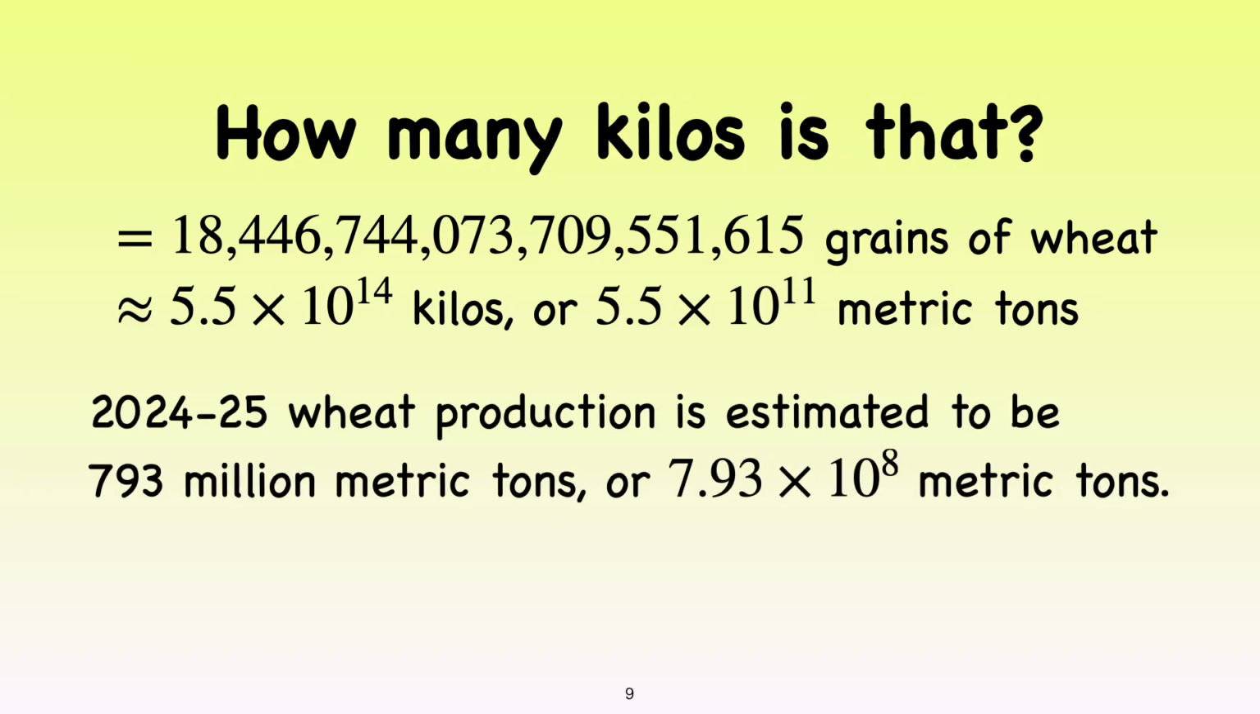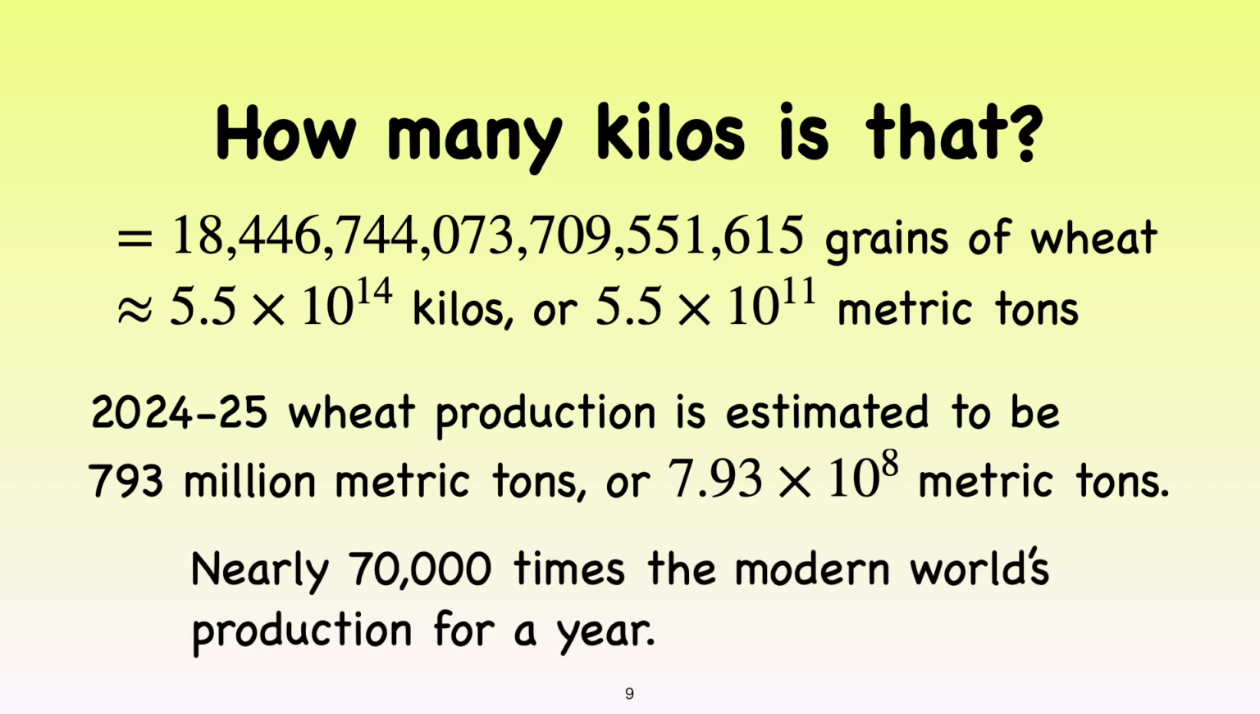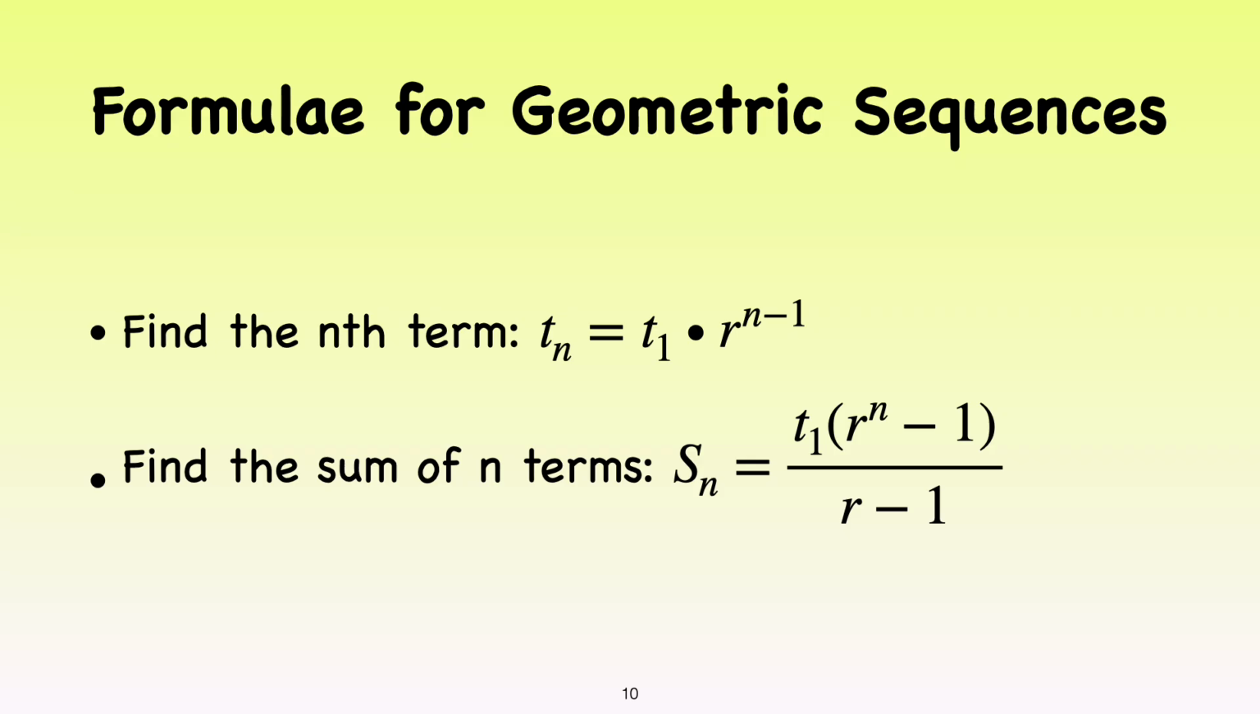In the wheat growing season of 2024 to 2025, it is estimated that wheat production for the entire world was 793 million metric tons. The amount of wheat owed the game developer works out to be nearly 70,000 times the modern world's production of wheat for a year. If the story has a grain of truth, I wonder what happened to the inventor of chess. Buried in a lot of flour.